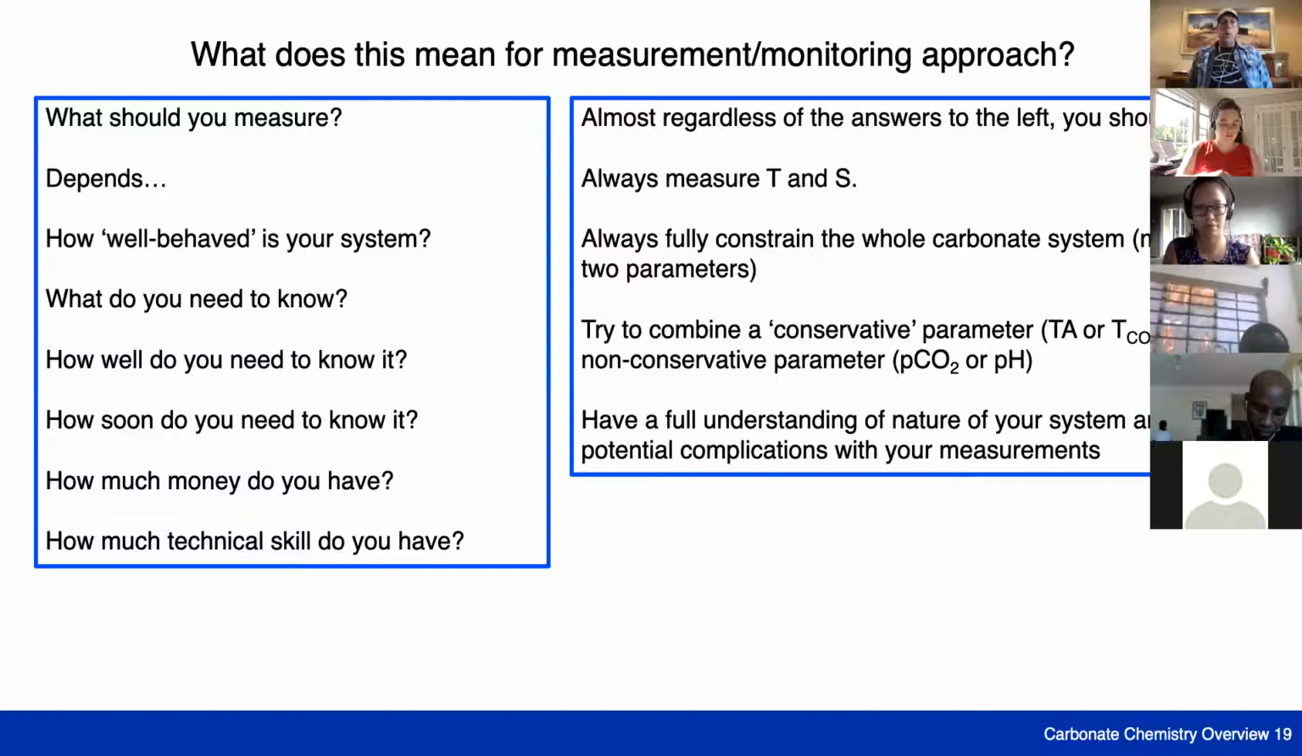It's so critically important to have a full understanding of the characteristics of your system and the potential complications with your measurements before you dive into this, because if you're working in a system that has a lot of what we would call non-carbonate alkalinity, it might be a bad measurement for you to make. If you're working in a system that has a lot of temperature and salinity dependence, pH might have uncertainties that could be confounding. Next slide.